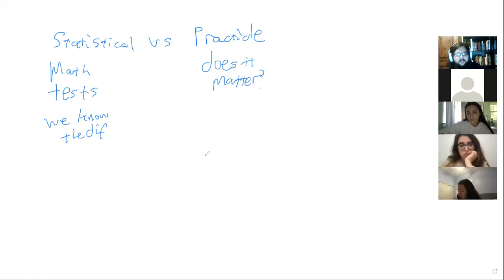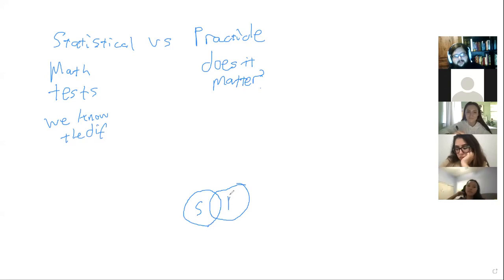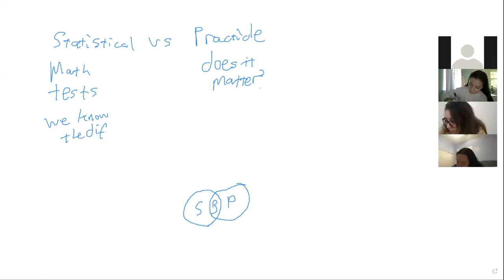So this is, I hate to say it, everyone loves these. If you remember these guys, it's a Venn diagram. You can have statistically significant, you can have practically different, and you can have both. Those are all outcomes on these. Does anyone remember what these are called? These are called Venn diagrams, and it's a way to see how things relate to each other.